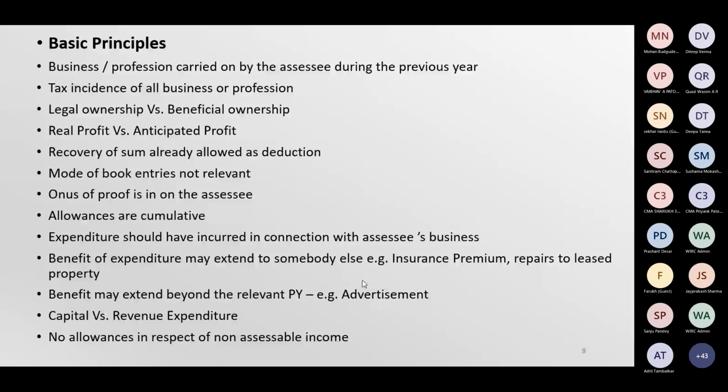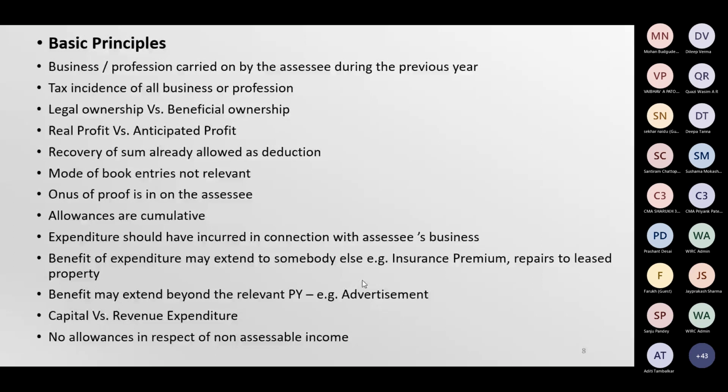One more important aspect is benefit may extend beyond the relevant previous year. Now, the classic example is of advertisement. When you do any advertisement, you are aware that the impact of that advertisement may extend beyond one financial year. In olden days, there was a concept called deferred revenue expenditure. But now this deferred revenue expenditure concept is not there. And typically advertisement. So again, income tax department cannot take a stand that, see, you have done the advertisement, but the benefit of that is getting extended beyond 1 year, and hence we will allow you in installments. No, that cannot happen.